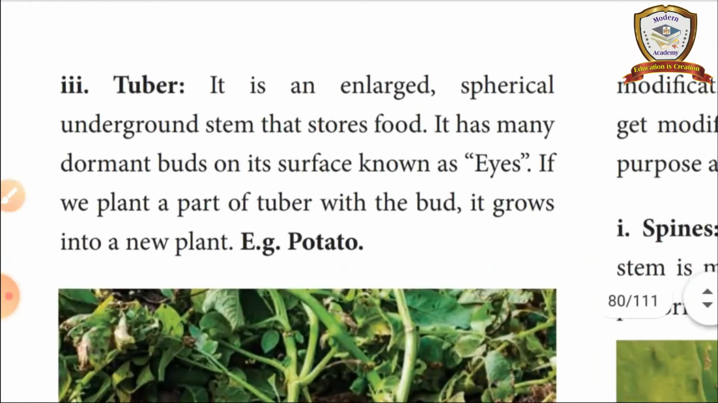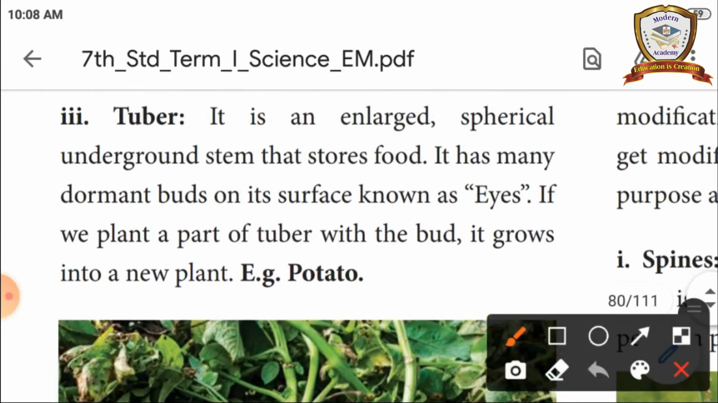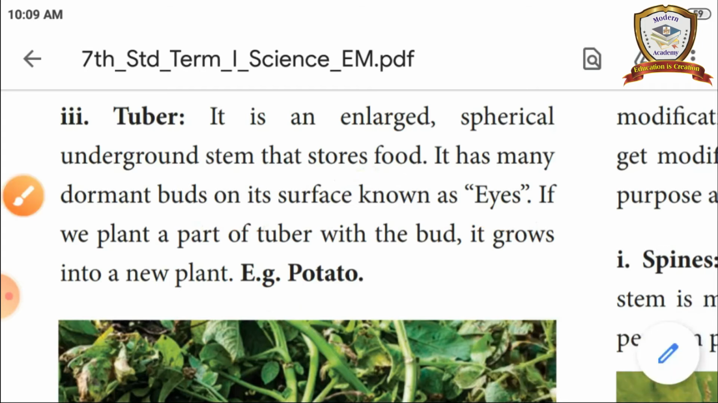And next one, tuber. It is an enlarged and spherical underground stem that stores food. It has many dormant buds on its surface, known as eyes. If we plant a part of the tuber with the bud, it grows into a new plant. In the tuber also, the stem is completely buried under the soil. It has a proper shape and stores food in the stem. It has many buds over it, named eyes. If we plant this part with the bud, it starts to become a new plant.